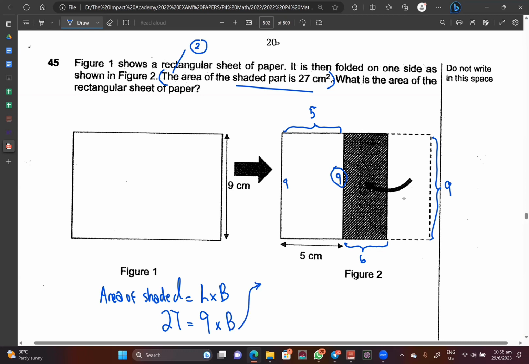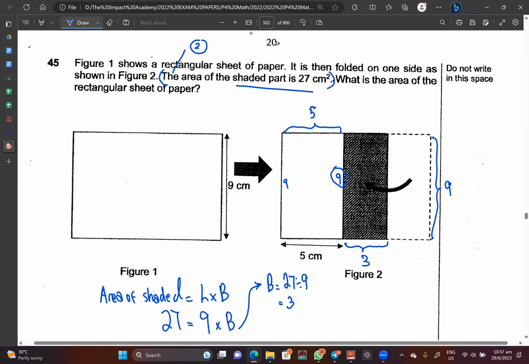You see breadth is over here. So 9 times what gives me 27? Or you can do 27 divided by 9. So 9 times 3 gives me 27. So therefore, the breadth has to be 27 divided by 9, and therefore this is 3. And if this is 3, what I'm going to do now is remove the B over there and turn this to 3.